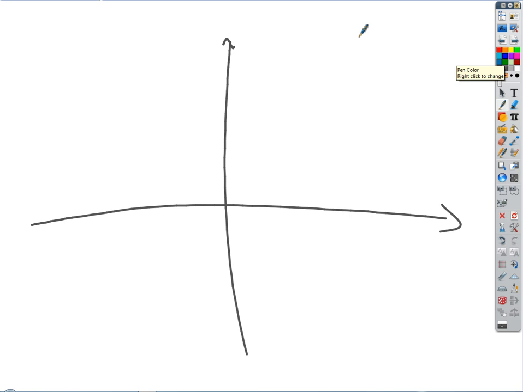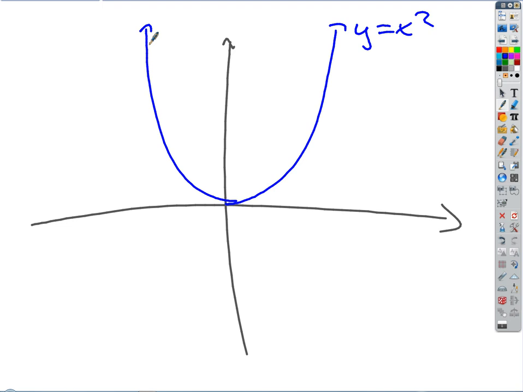Let's graph y equals x squared. Okay, now let's generate the graph of the inverse. So I have to rotate it 90 degrees counterclockwise, so it ends up over here, right? And then reflect it over the y-axis. So doesn't it just end up doing this?